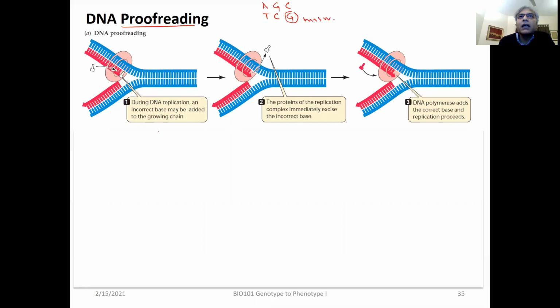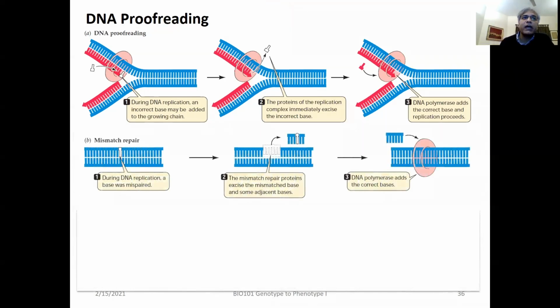The DNA polymerase can, by mistake, instead of C, add T here. But the enzyme has proofreading activity itself. It goes back and reads, hey, I made a mistake. And this enzyme then removes this T and replaces it with G. We call this proofreading activity. Okay? There are other mechanisms as well.